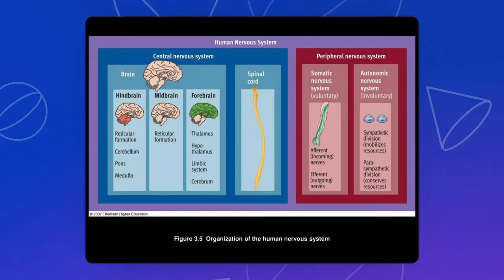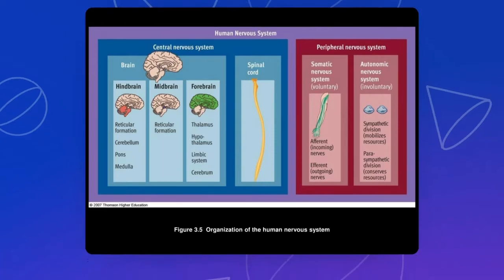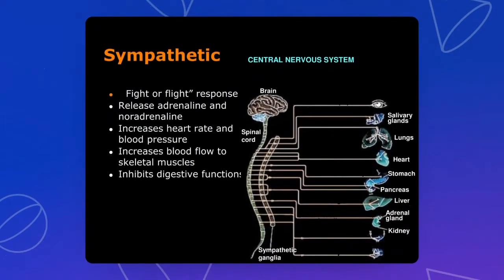Now, we divide it likewise into two systems. You have the somatic nervous system and the autonomic nervous system, which, of course, is broken down further. The autonomic nervous system has the sympathetic nervous system and the parasympathetic nervous system. Now, we'll tackle the functions later on. Now, let's tackle the sympathetic and the parasympathetic system.